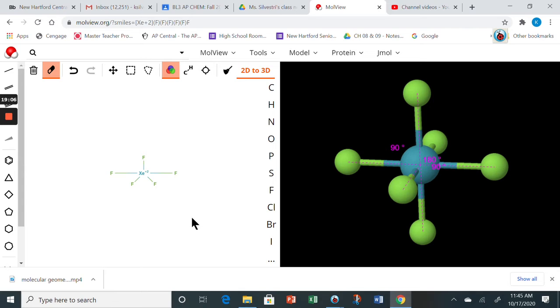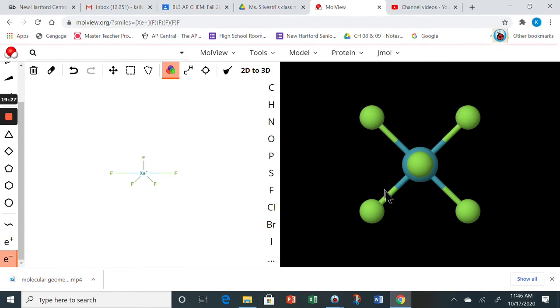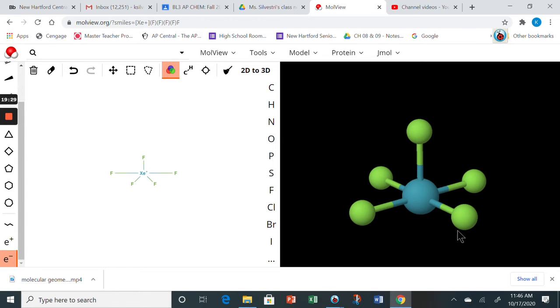Now I got to recalculate formal charge. 8 minus 1, 2, 3, 4, 5 is 3, but I have a lone pair of 2 electrons, so I minus 2 more. So that means I'm now at a positive 1 instead of a positive 2. So I'm going to pull that down to a positive 1, and I redraw it. Now I have a square pyramid.